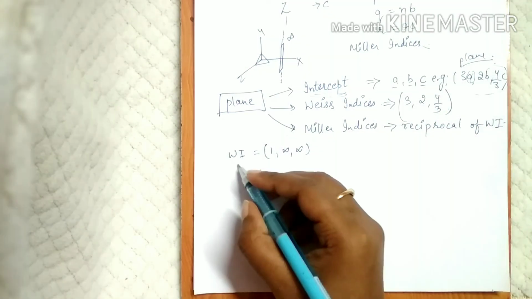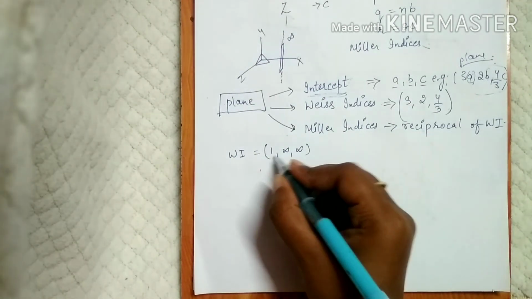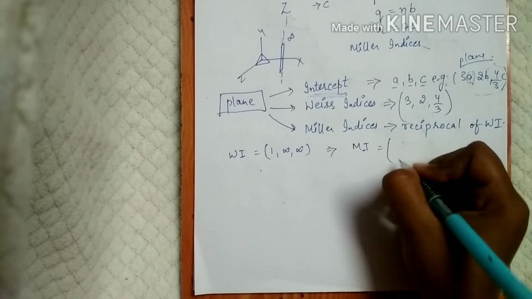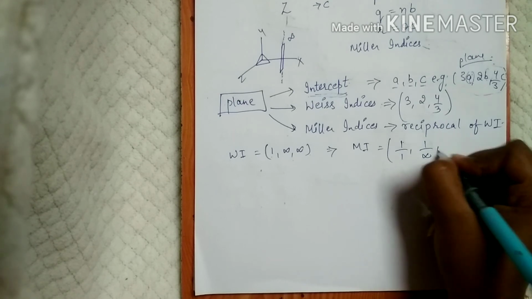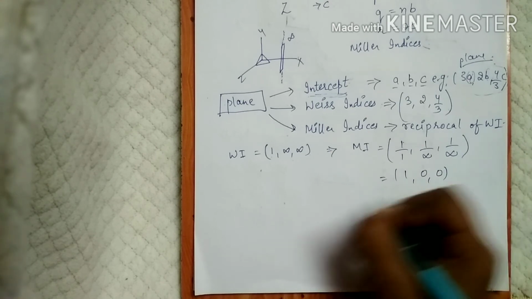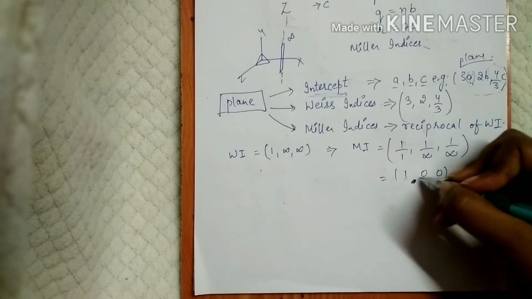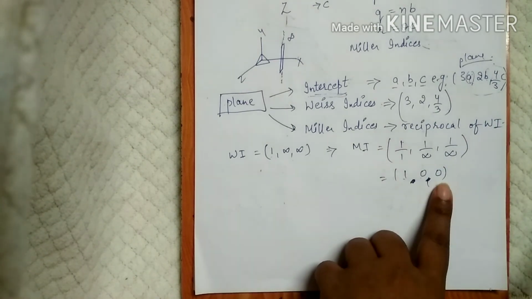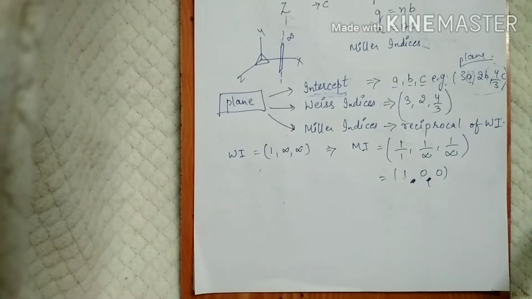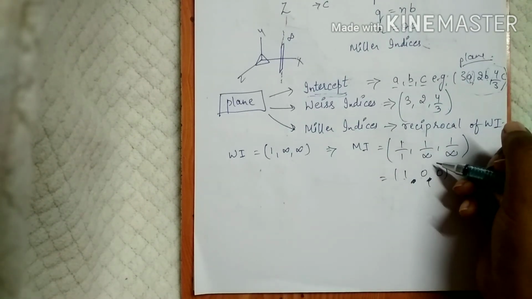So if we have Weiss indices, how can we find out Miller indices? What you have to do is simply take the reciprocal of it. So to find Miller indices, just take 1 upon these values: 1 upon 1, 1 upon infinity, and 1 upon infinity. What you're going to get is 1, 0, 0. You don't have to include commas in Miller indices if the values are single digits. So 1, 0, 0 is going to be the Miller indices for this corresponding Weiss indices. This way you can change Miller indices into Weiss indices and Weiss indices into Miller indices.